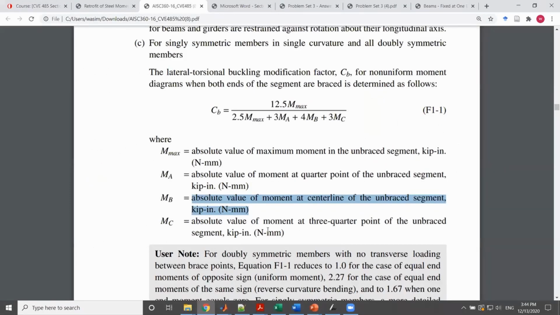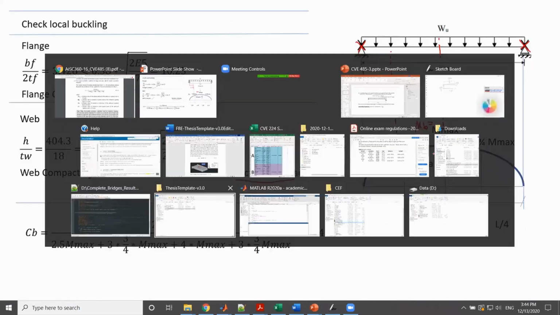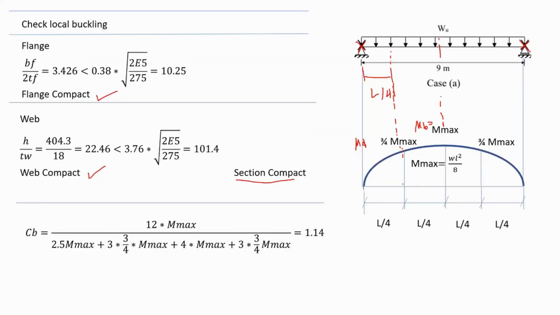MC is the absolute value of moment at 3/4. Well, since the moment diagram is symmetrical, therefore MC is equal to MA. As shown in here, this is the first quarter and this is the third quarter. If you check the moments, they would be the same. Now, someone might ask me, okay, how am I supposed to find that this is 3/4 M max?